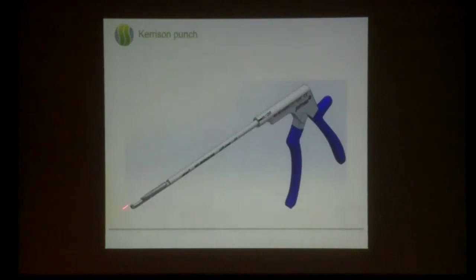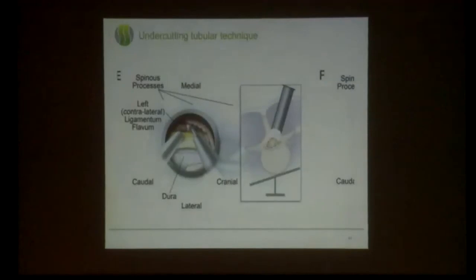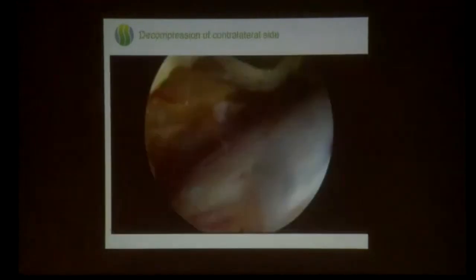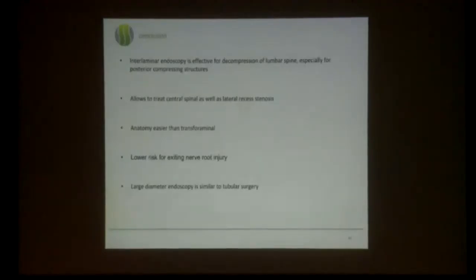And using these endorongers, you can remove thick ligamentum flavum, you can remove the bones, you can remove the flavum. Here you see the nerve root, and that's the ipsilateral decompression. That was the pre, and that's the post. You can go on the contralateral side. You can check under X-rays. You are working completely on the opposite side to remove the opposite. This is the contralateral nerve root, and that's the post-operative. You just need a few stitches. So that has got its own place.